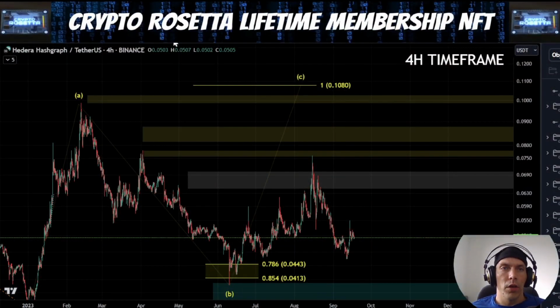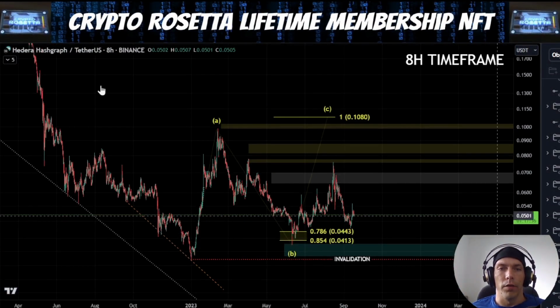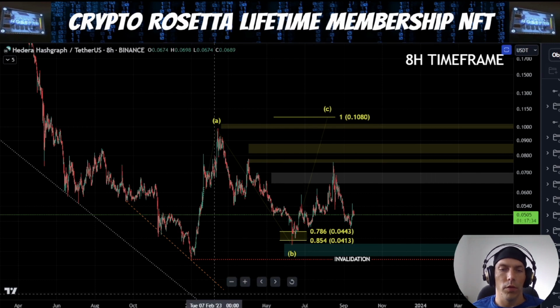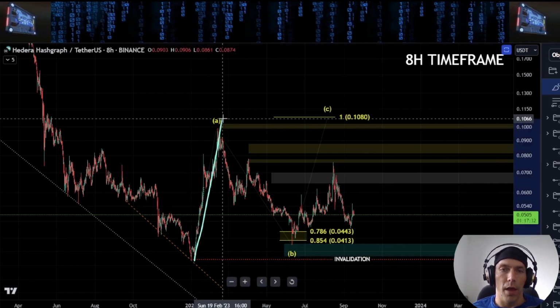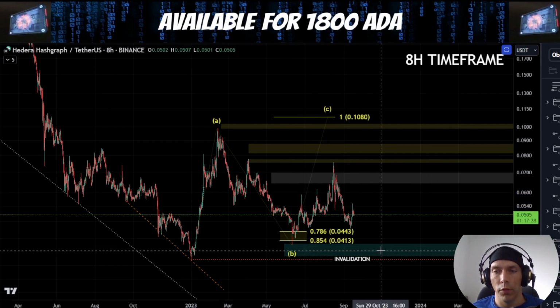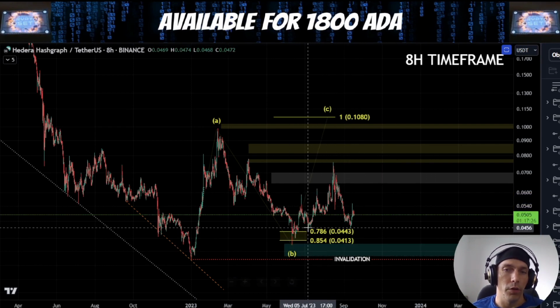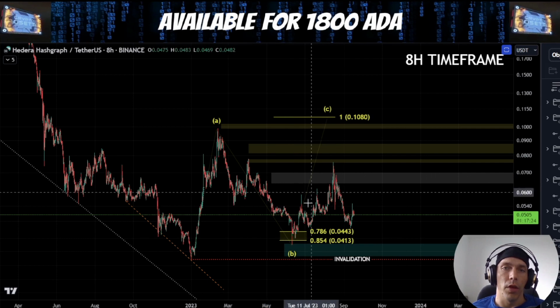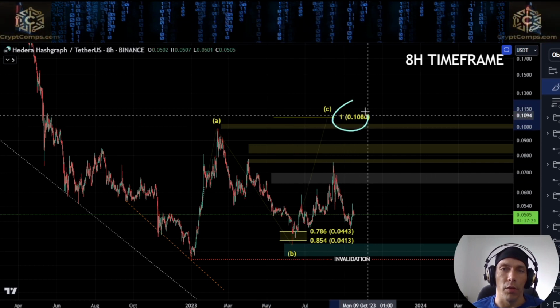Okay, so we're going to actually come out here and discuss some of the higher time frame ideas. Within this count, what we are looking for is an A, a B, and a C to the upside. For as long as we hold this 0356, we can potentially still keep this count alive, where we could be looking for a C wave to the upside.